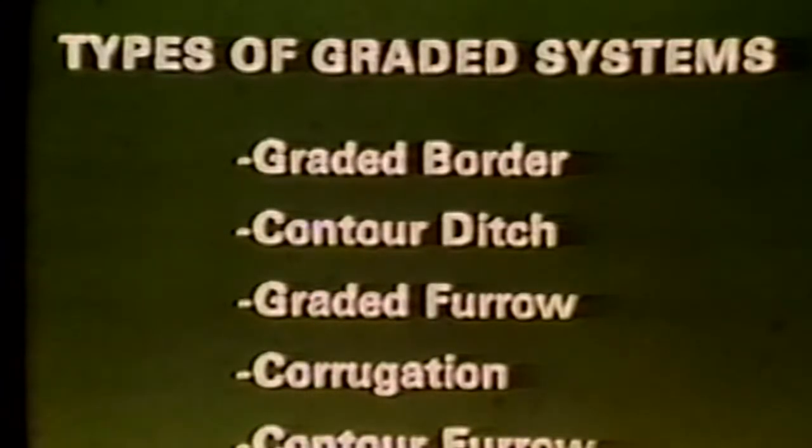There are 5 types of graded systems. They are graded border, contour ditch, graded furrow, corrugation, and contour furrow. Graded systems are usually used on gentle slopes, although contour ditch systems are used on steeper slopes, on sod pasture, or hayland. When irrigating, water is turned in at the upper end of the strip and flows down the slope until the entire area is wet to the desired depth.